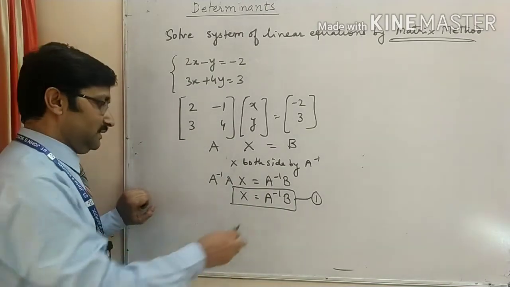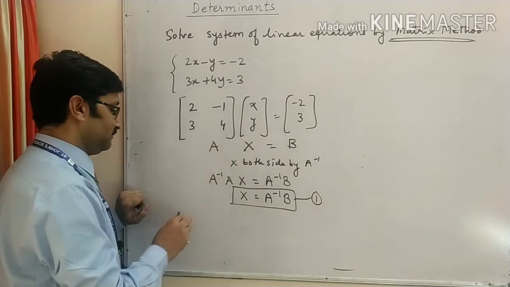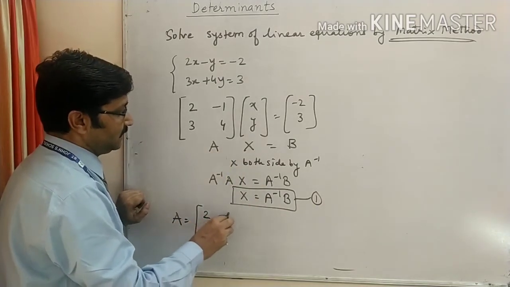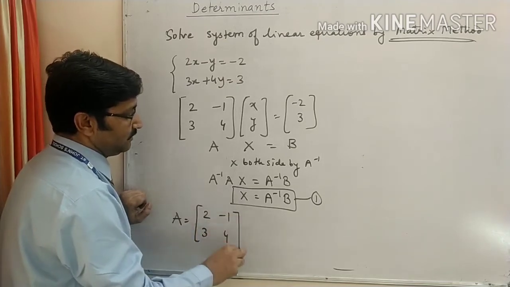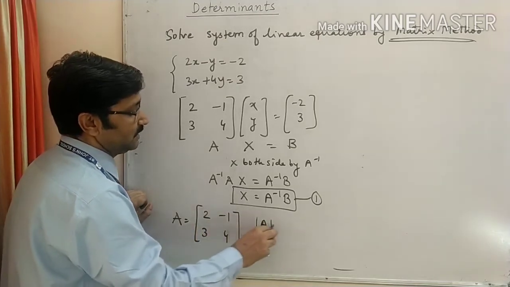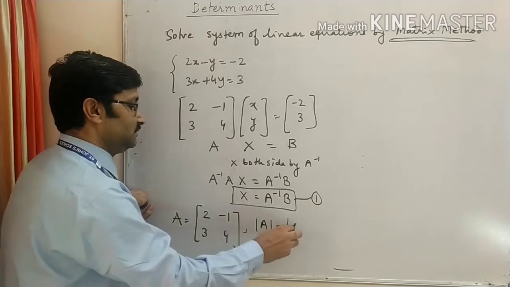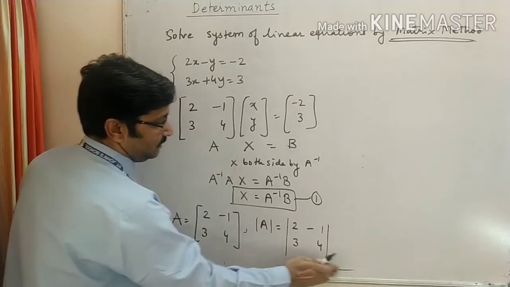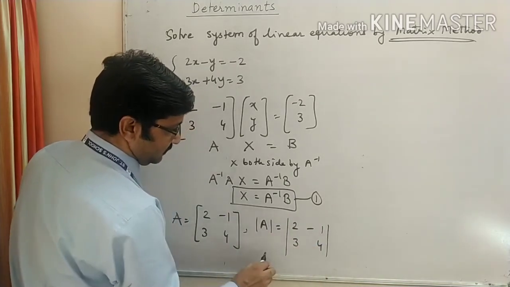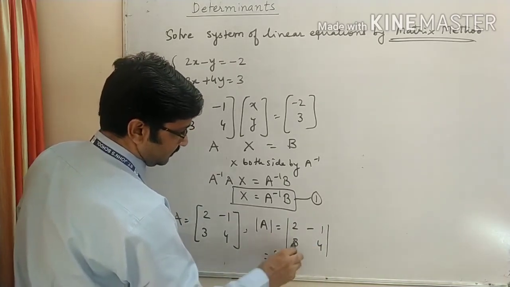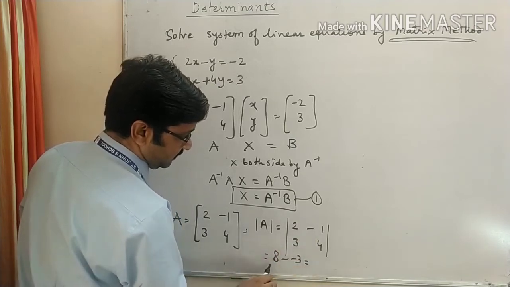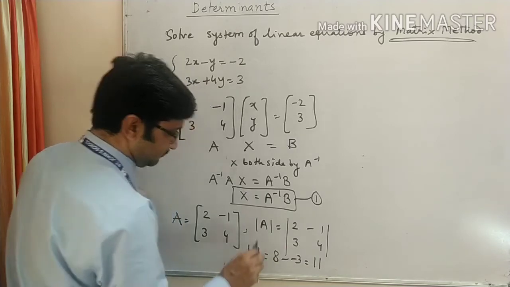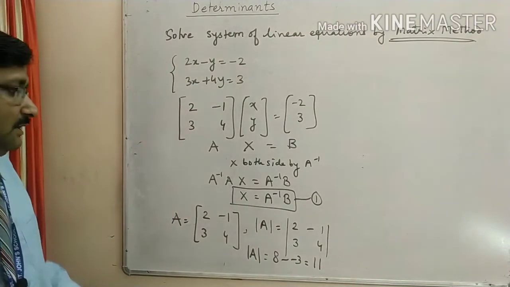How can we find it? Look here, we have to find A inverse first. So what is A? A is given to you as 2, 3, minus 1 and 4, and you change it into a determinant. So the determinant will be equal to 2, minus 1, 3 and 4. The value of this determinant we have to find: 2 times 4 is 8, minus and minus 3, so you get 8 plus 3, that is 11. So the determinant of A you get 11.